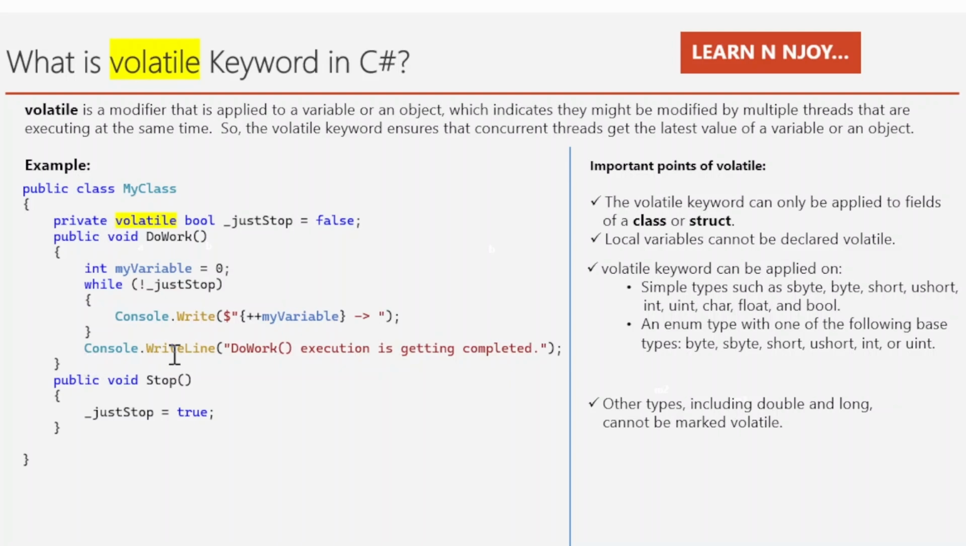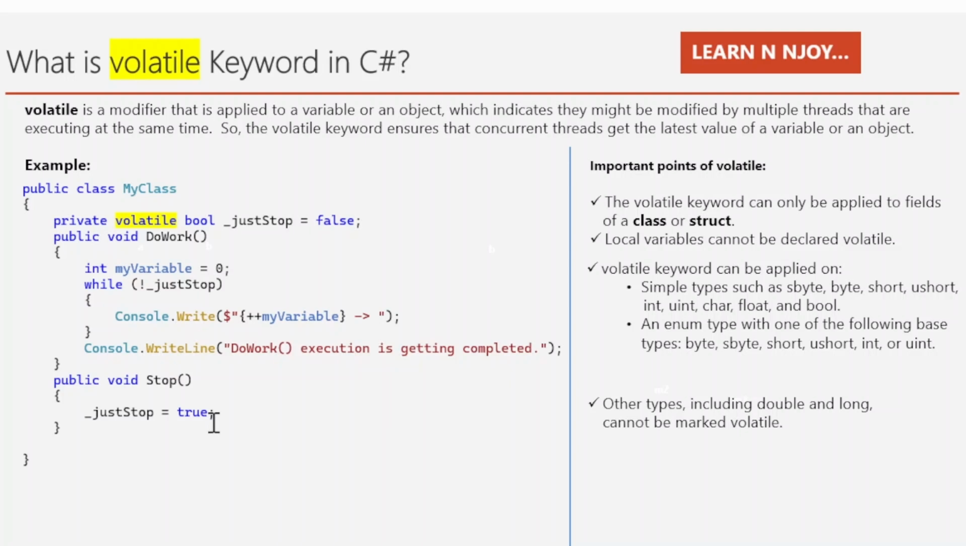And outside of the while loop, I have written this Console.WriteLine statement, which is going to be printed when the DoWork execution is completed. Why have I written this statement? Because I just wanted to track the flow of control, how it is executing. Now in the Stop method, we just set the value of justStop to true.